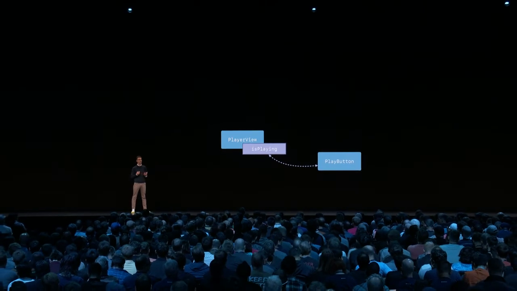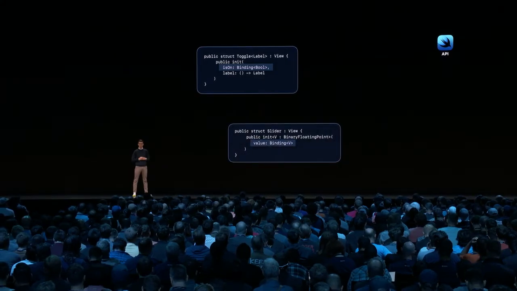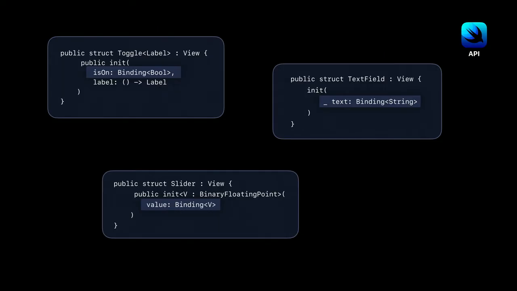This idea is so powerful, this is applied throughout our framework. If you take a look at the API for components like toggle, text field, and slider, they all expect a binding. The framework keeps you in control of where the source of truth lives. You create the data and give that to the component, a reference to it, without ever duplicating that information or manually keeping that in sync.